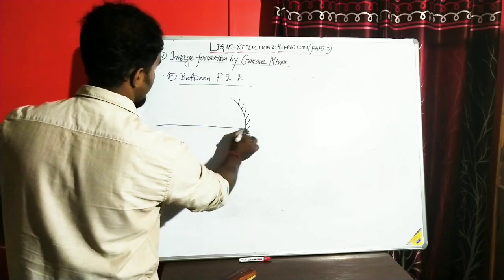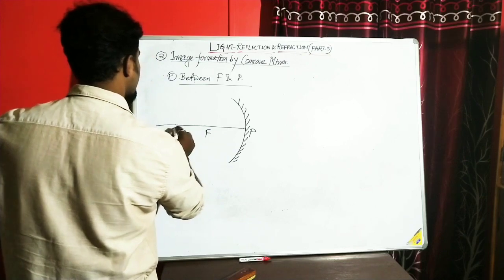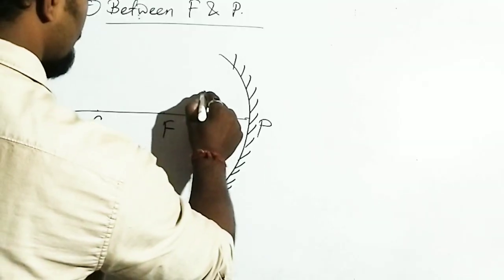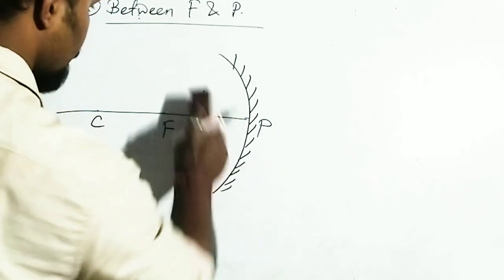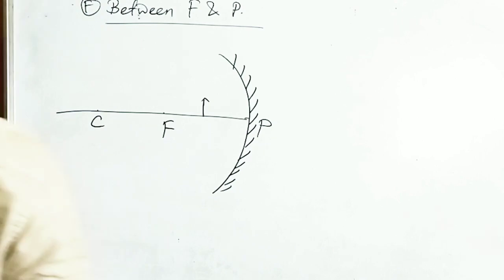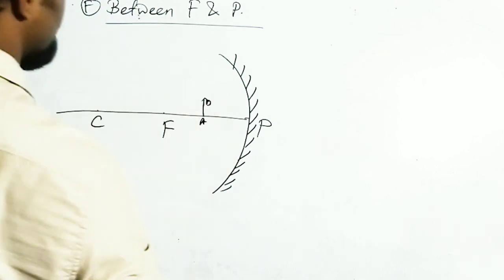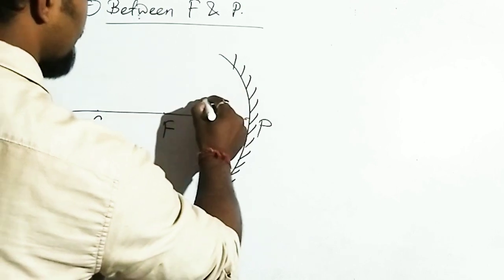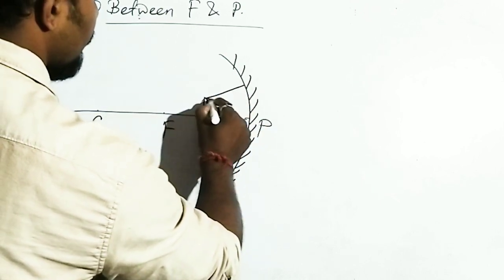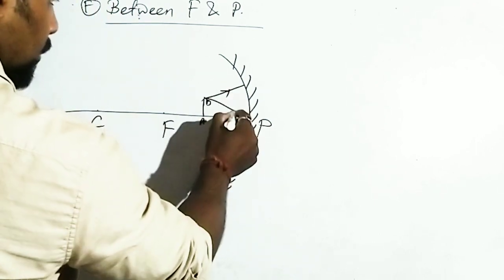This is the principal axis, this is the pole, this is the F, this is the C. Okay, what I will do, I will draw one object AB. From here there will be two incident rays. These two are the incident rays.